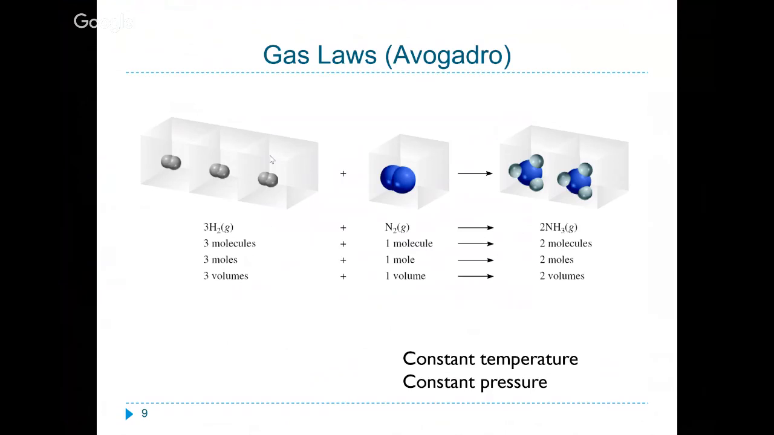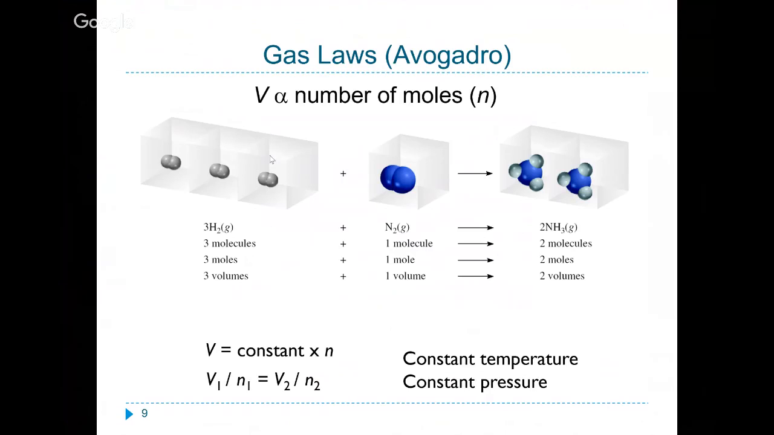And when we are studying volume and moles, we have to keep constant temperature and constant pressure, because we looked at these other 2 laws which say if we alter one of these, it's also going to affect the volume. So volume is directly proportional to a number of moles. Volume equals a constant times n, or V over n equals a constant, such that an initial volume divided by an initial set of moles equals a final volume divided by a final set of moles. So once again, if we increase the number of moles, we would increase the volume. If we decrease the number of moles, we would decrease the volume.